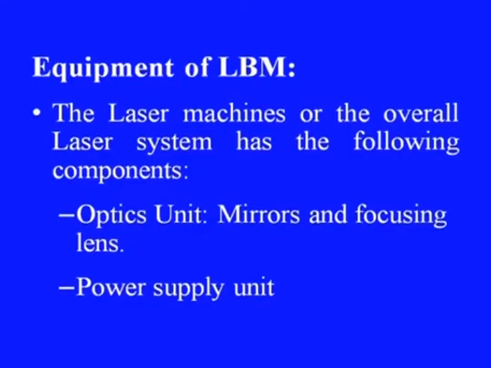Let us first look at the equipment of laser beam machining. The overall laser system has the following major components. One is the optics unit that consists of mirrors and focusing lenses. Another is the power supply unit. Then another important subsystem is the workpiece rest table, which may be fixed or may move in up to two directions, x and y. This can be a computer numerical controlled system. Then the scrap removal system, then the assist gas system or debris removal system, and then the control unit.